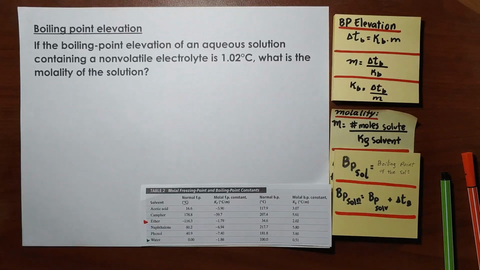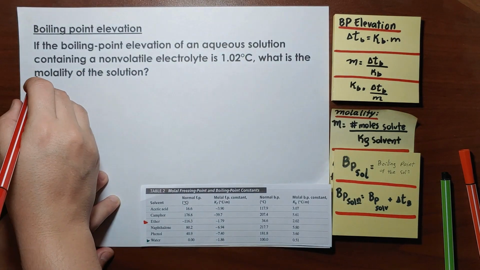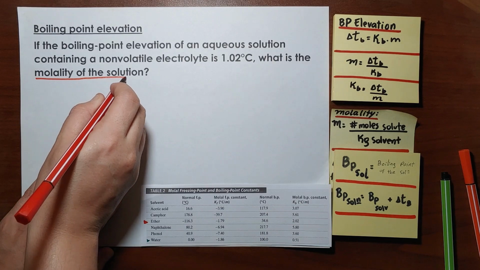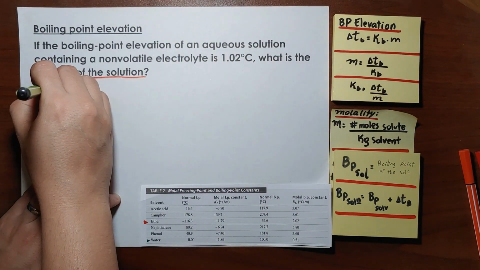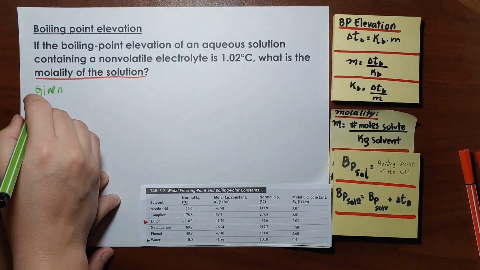Now for this problem it says, if the boiling point elevation of an aqueous solution containing a non-volatile electrolyte is 1.02 Celsius, what is the molality of the solution? So they are asking me something different this time. They're asking me to find the molality of the solution. This is going to be our unknown this time. So let's write the given.